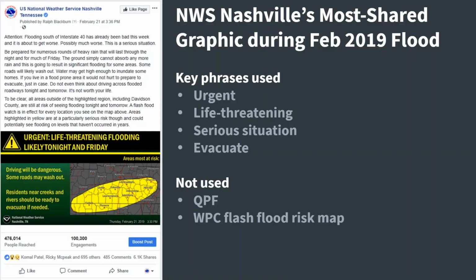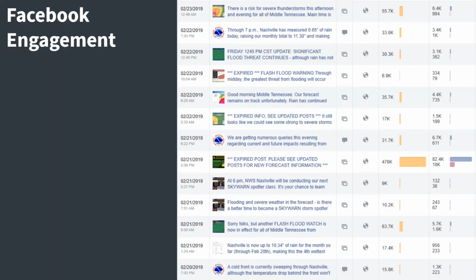So again, things that we used: terms like urgent, life-threatening, serious situation, evacuate. What we didn't use, we didn't mention QPF. We didn't put the WPC flash flood risk map out, which happened to be high. Now we did put graphics like that out, just not in that graphic. And again, if you look at the social media engagement statistics, you can see this fifth one down, we did put out a map of the high risk, we did put QPF maps out. None of them got even close to the engagement that that post did when we really tried to incorporate some solid social science, risk communication concepts into it.